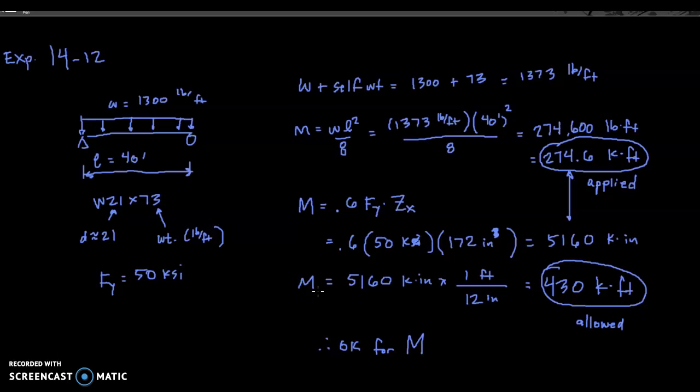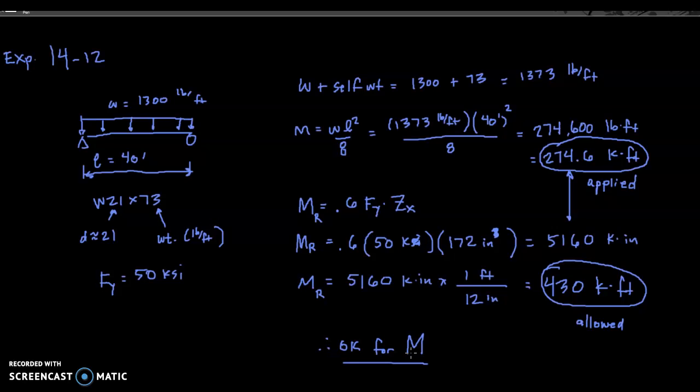One thing I want to add here is in the book you'll see them use the subscript MR. So the M subscript R, that R is for resistance. This is how much it's resisting. So the beam is capable of resisting 430 kip-feet compared to the 274.6 kip-feet being applied to it. Therefore, it is okay. Our resistance is greater than our externally applied loads, or moments in this case. So for moment, it's okay.